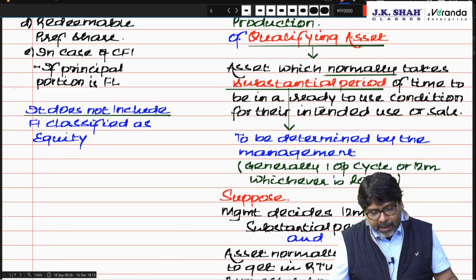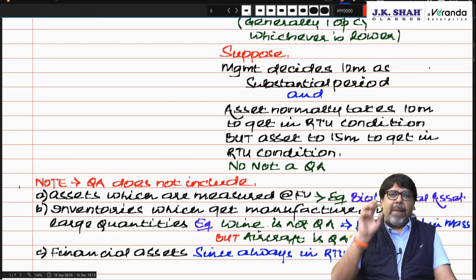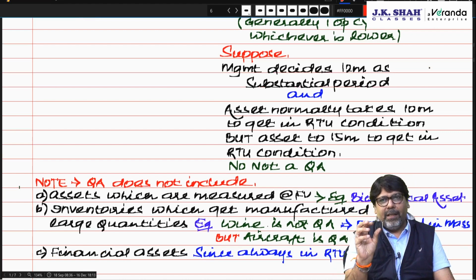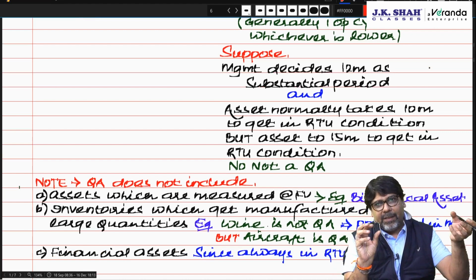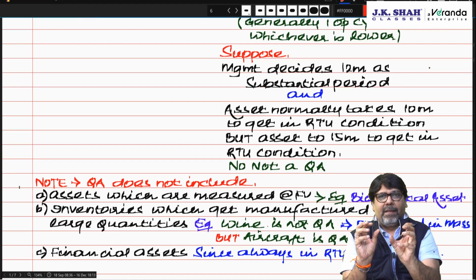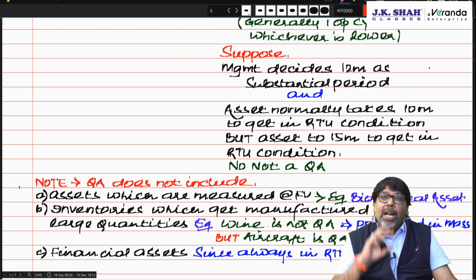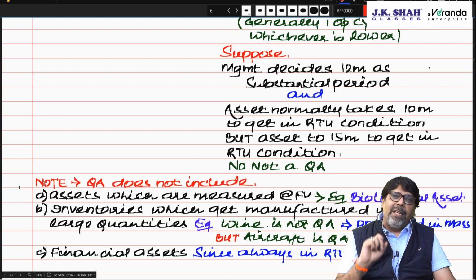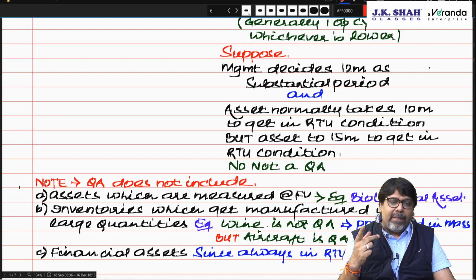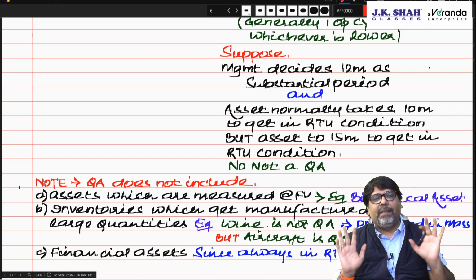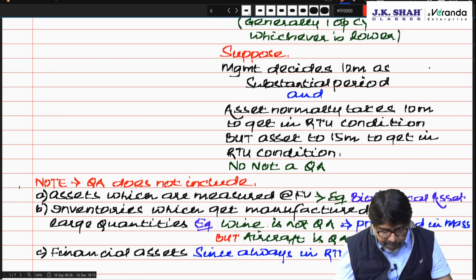Okay. Understood, sir. That means if the management has decided 8 months to be the substantial period, an asset which normally takes 7 months to be in ready to use condition, then such asset is not a qualifying asset. Correct? Correct. Now, but that asset takes 10 months to be in ready to use. Will it be considered a qualifying asset? No. Normally, how much time does it take to be in ready to use condition?